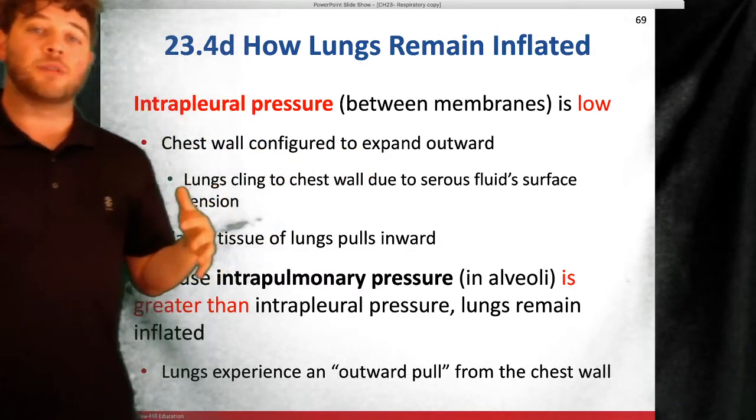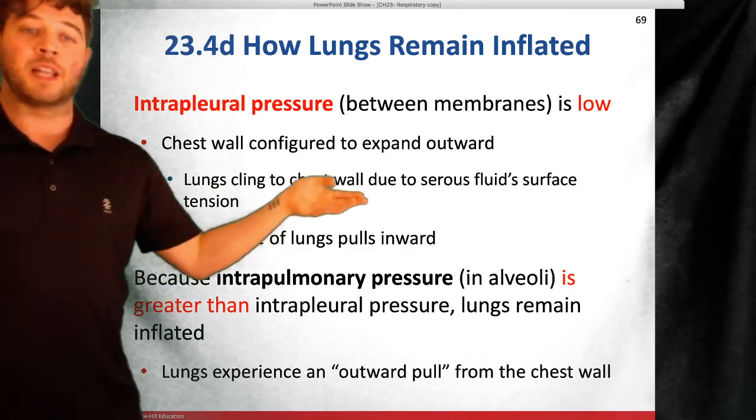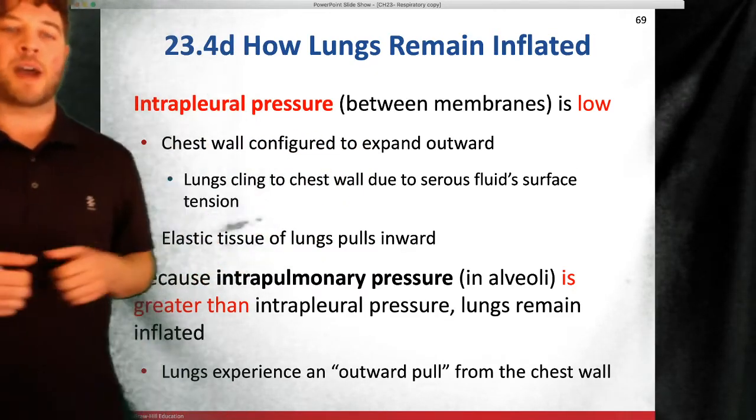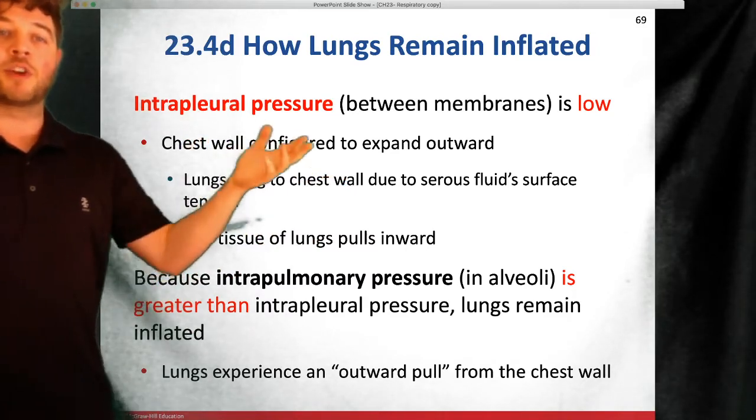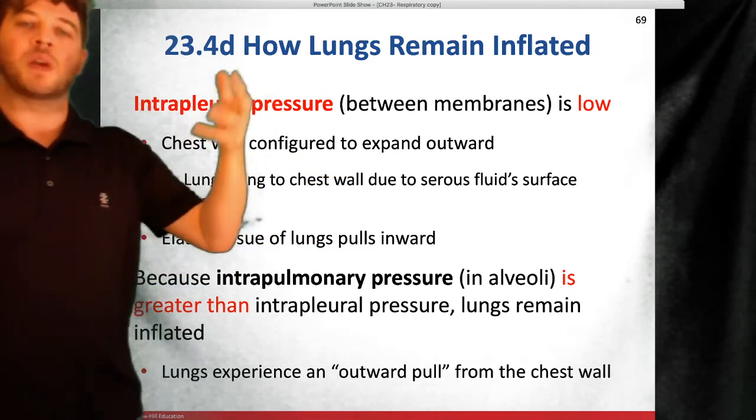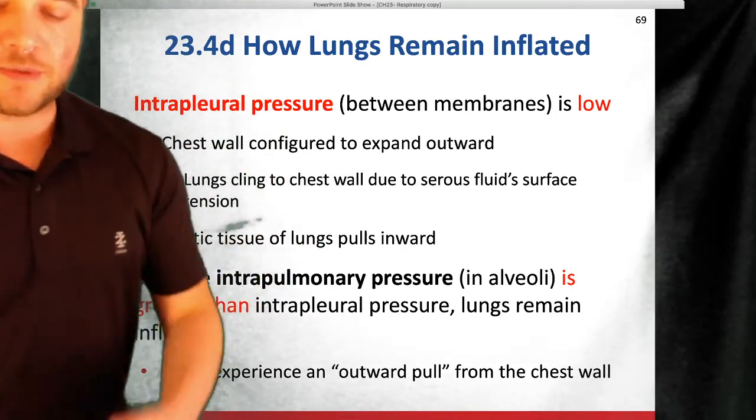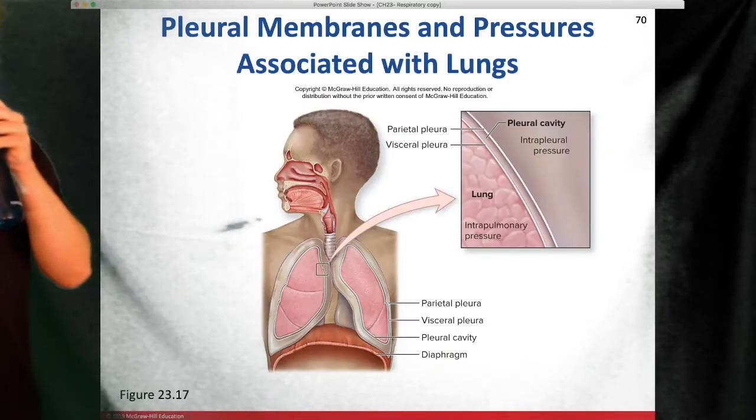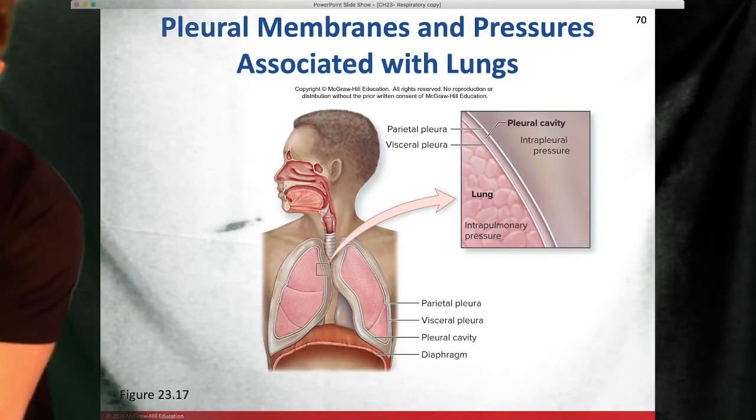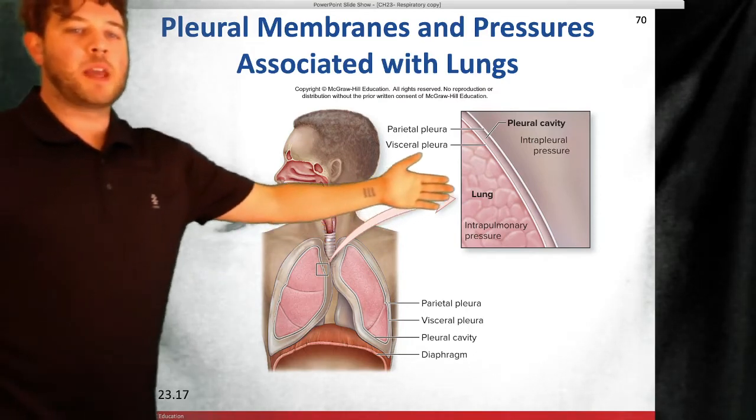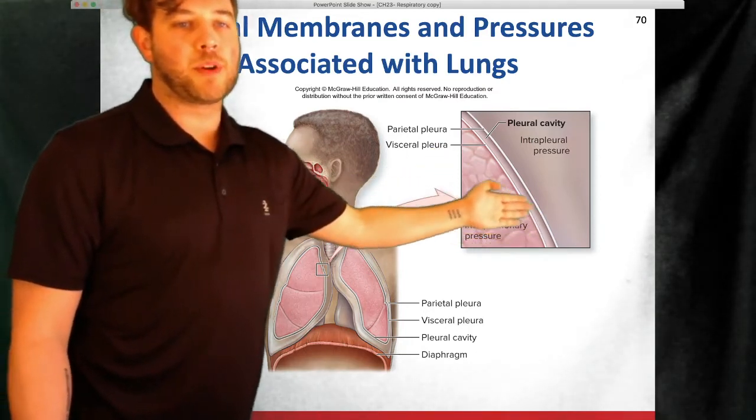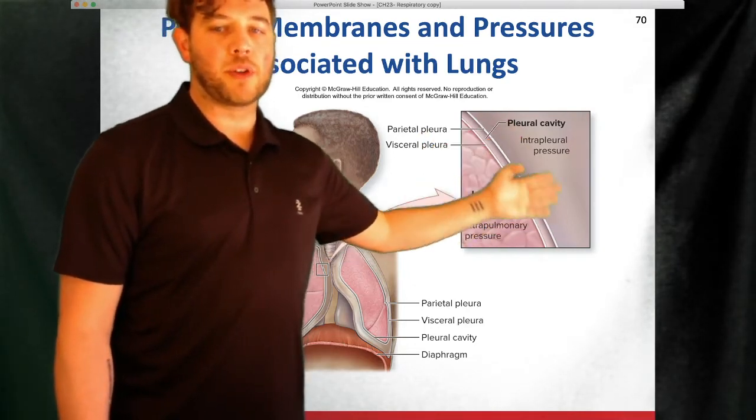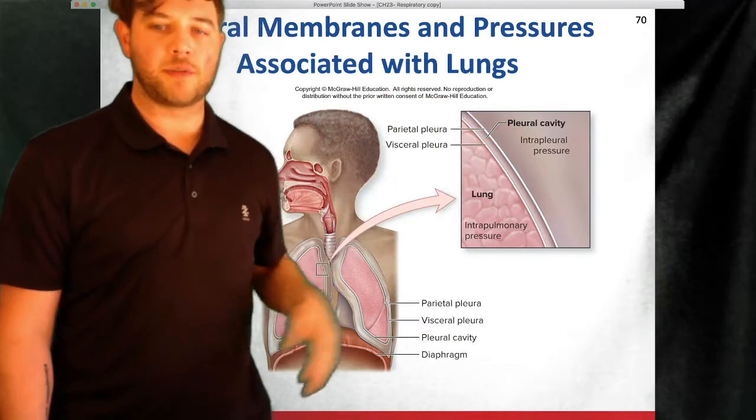At the same time, though, you have these other forces. You have the elastic pull of the lungs trying to draw them inward. You have the serous fluid that's trying to pull them outward. You have the configuration of the chest wall that wants to expand outward. So you have these opposing pressures that are keeping the lungs inflated, but also making sure they don't just blow up. So you have in your lung that intrapulmonary pressure, the pleural cavity with its intrapleural pressure, and then your thoracic wall that it's kind of glued to and holding itself to.